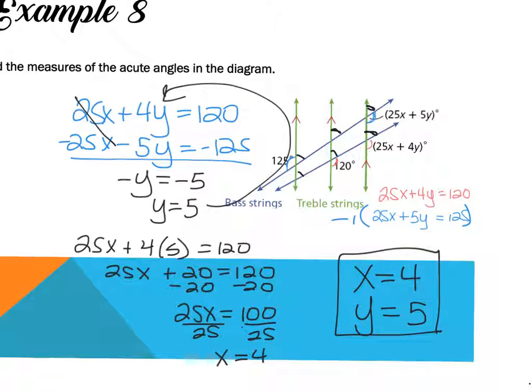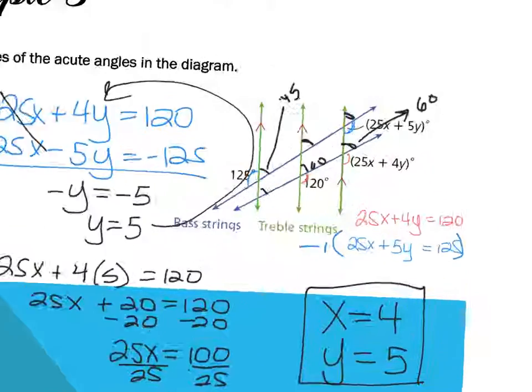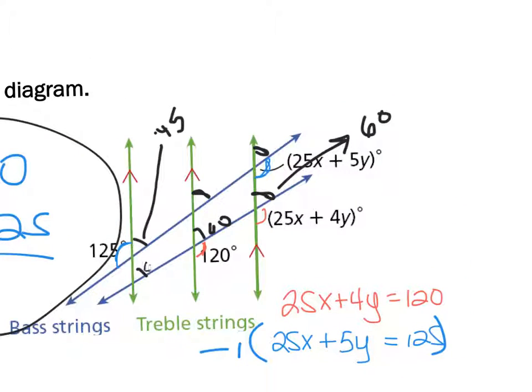Couldn't you have done like 125 minus 180 to go? For that one, yeah. So for this one, 45. Would it be 45? Mm-hmm. And then along this line, it would be 60. So all the acute angles down here would be 60. And all these would be 45.